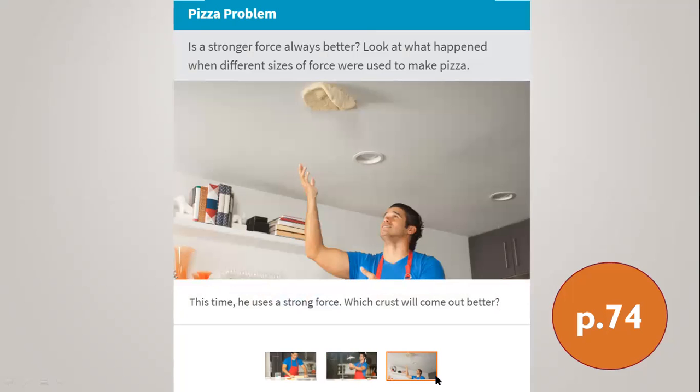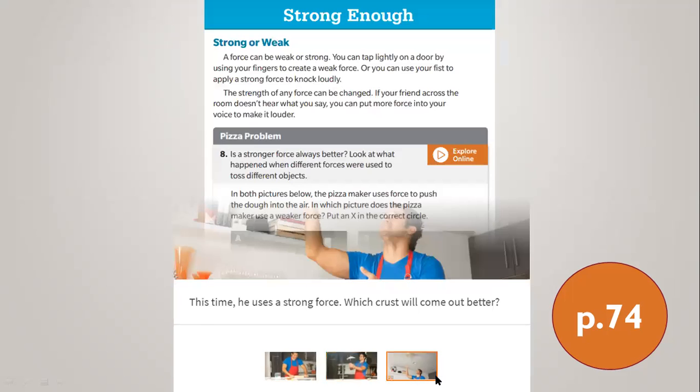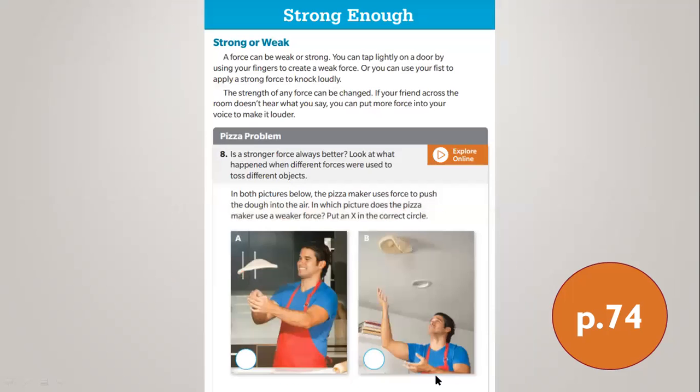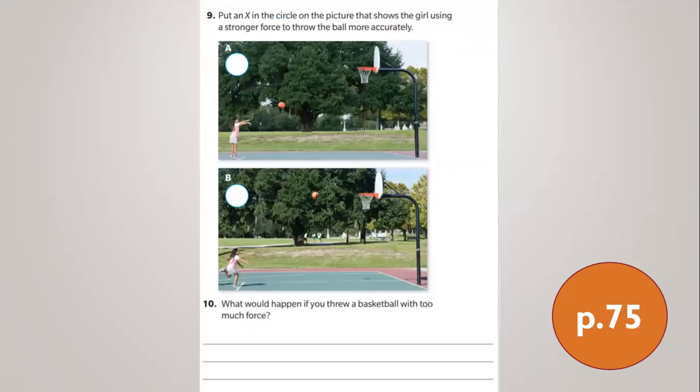Which crust will come out better? The one with the gentle, weak force, or with the strong one? Which one will stick the pizza in the air or on top of the floor? Excellent. It's the gentle one. The gentle force will make the crust better.